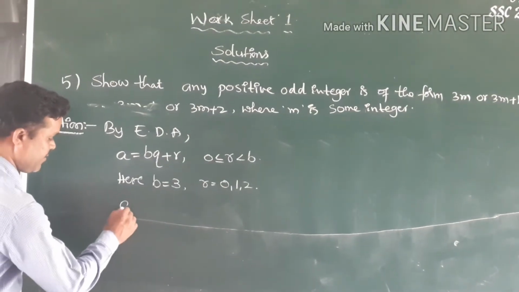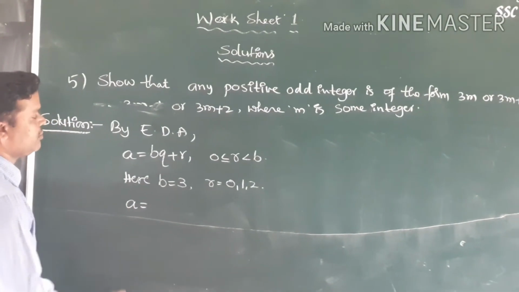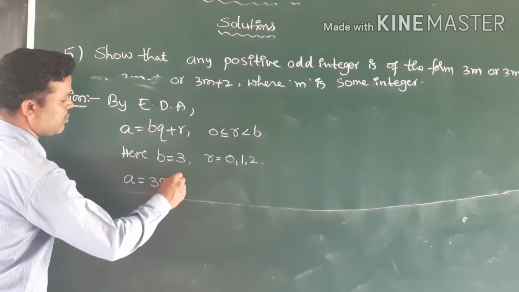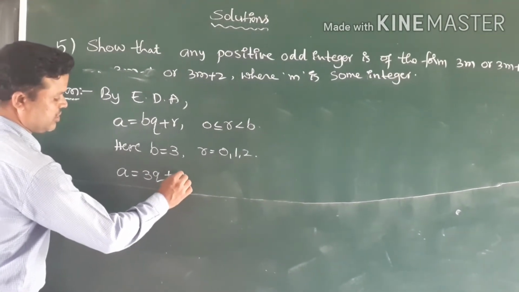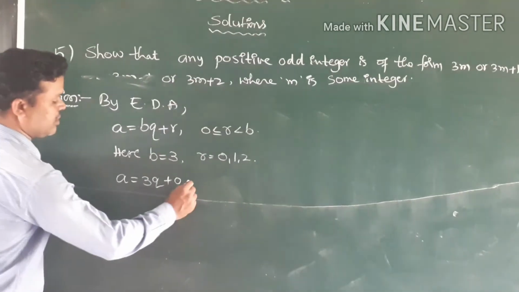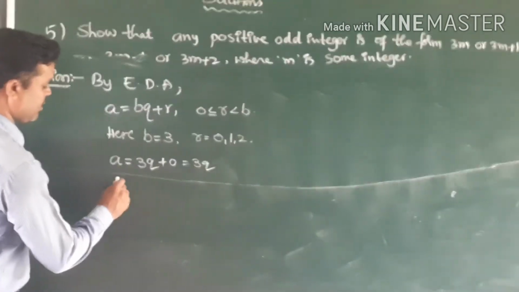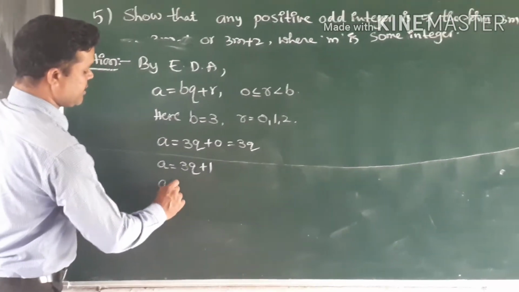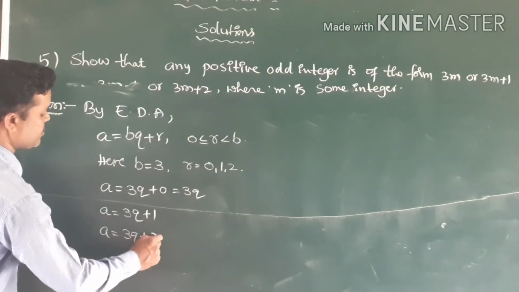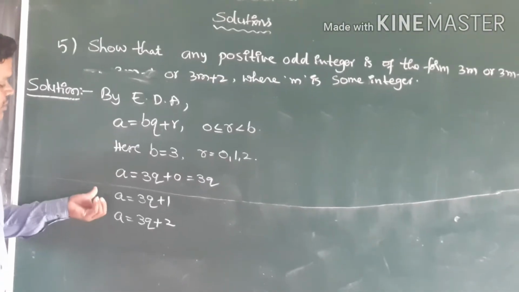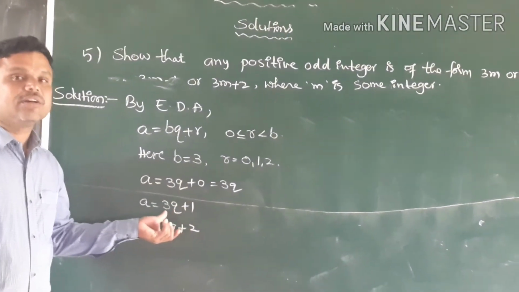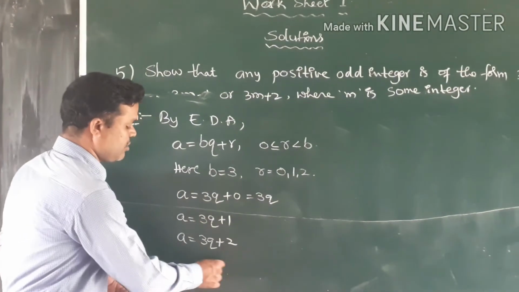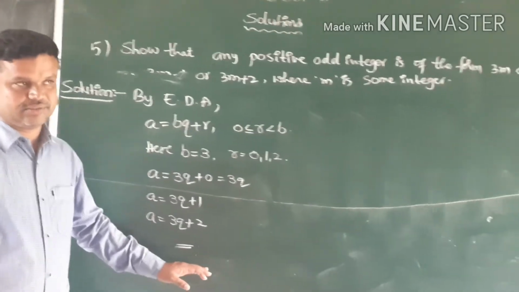Now let us define a values as a is equal to bq plus r, b means 3q plus 0. The first r value I am taking as 0, that is 3q. a is equal to 3q plus 1. a is equal to 3q plus 2. So according to the question, these are all the odd positive integers. So hence our solution.